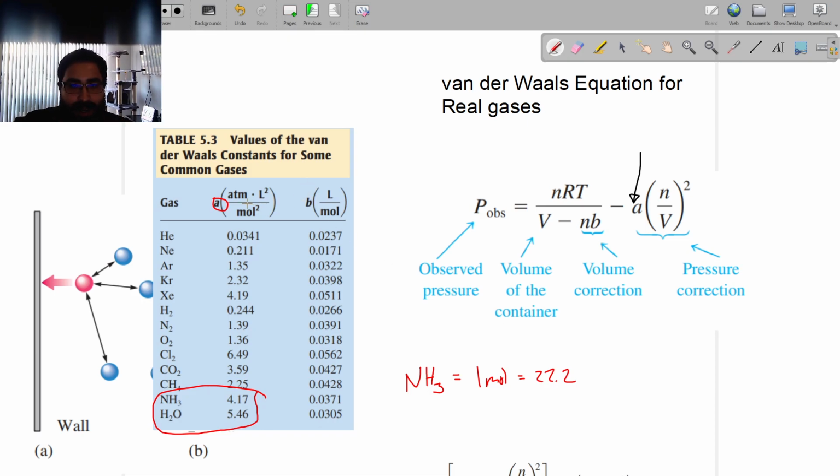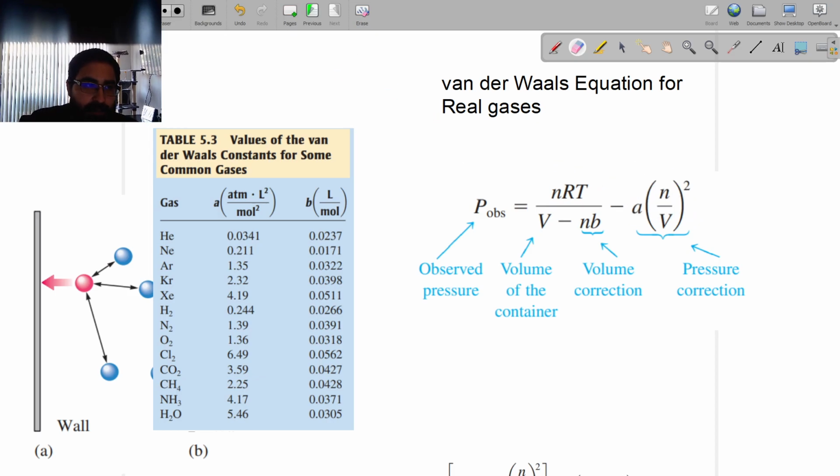So that a has a great effect on this gas. It doesn't behave like an ideal gas. Helium behaves like an ideal gas, and neon behaves like an ideal gas, because those values are so small. All right, now the more particles you have, the bigger your n, the greater the effect on pressure it's going to have.